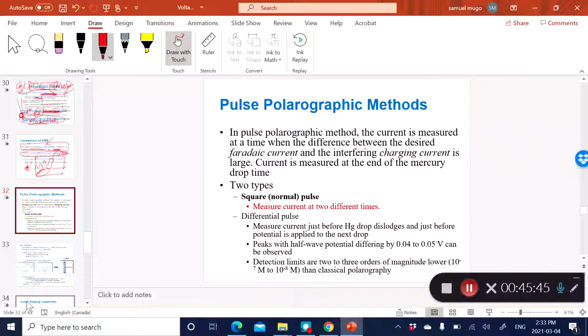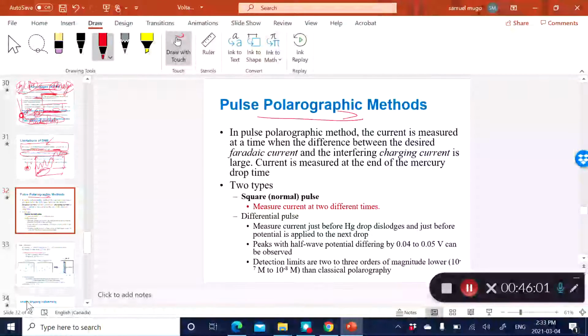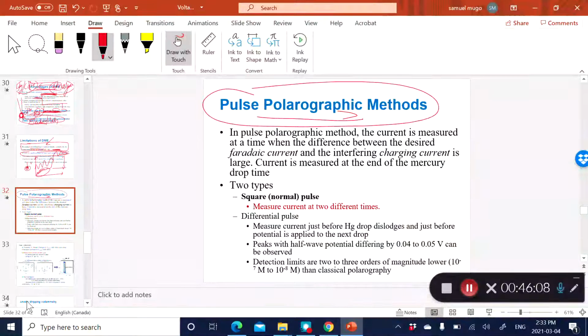So to solve the problem of the charging current, Ilkovic developed these other techniques, referred to as pulse polarographic techniques, which is the basis of what we talked about, the differential pulse polarography and the square wave polarography. We're going to talk about that in the next lecture, of how just by changing the potential steps of your profile, you can reduce your charging current, and as such improve your limits of detection. And that's going to be done in the next lecture.